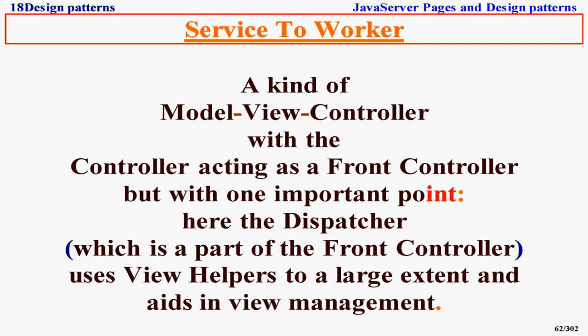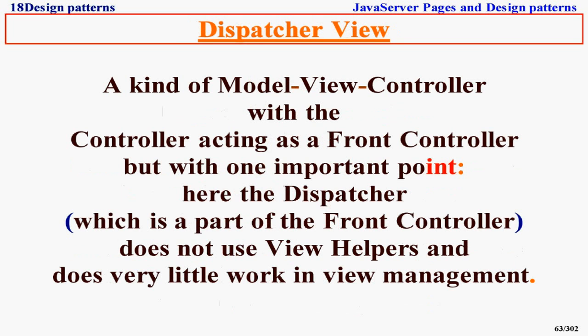Service to Worker: a kind of model view controller with the controller acting as a front controller, but with one important point. Here the dispatcher, which is a part of the front controller, uses view helpers to a large extent and aids in view management. Dispatcher View: a kind of model view controller with the controller acting as a front controller, but with one important point. Here the dispatcher, which is a part of the front controller, does not use view helpers and does very little work in view management. The view management is handled by the view components themselves.